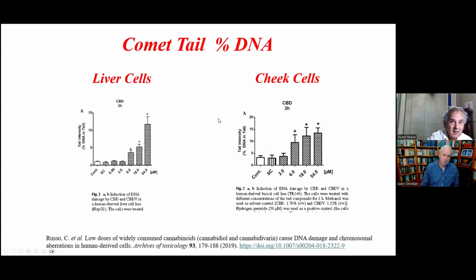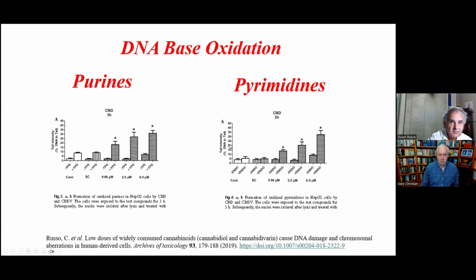And this is a comet tail in percent of DNA in cheek cells and liver cells. And as you can see, this is cannabidiol, and it rises pretty high. It's 12% there, 15% there in those. And this is DNA base oxidation, right?